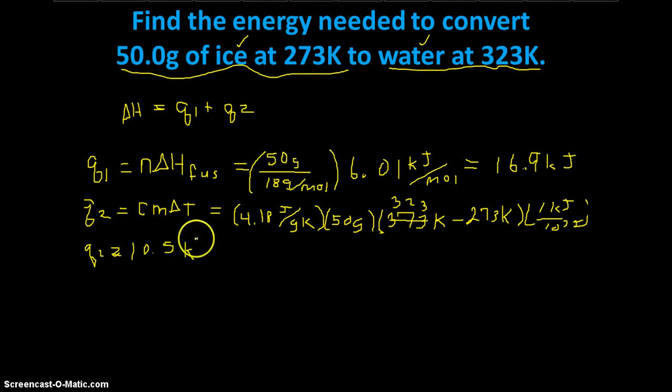So now I know how much energy is required for each step, and all I have to do is add them together. And so delta H is the sum of those two energies, both positive, melting and then heating something up. Both of those require energy. So if I add those two together, I get 27.4 kilojoules total for this process. So again, both positive, add them together, heating something up, melting something, both require energy.